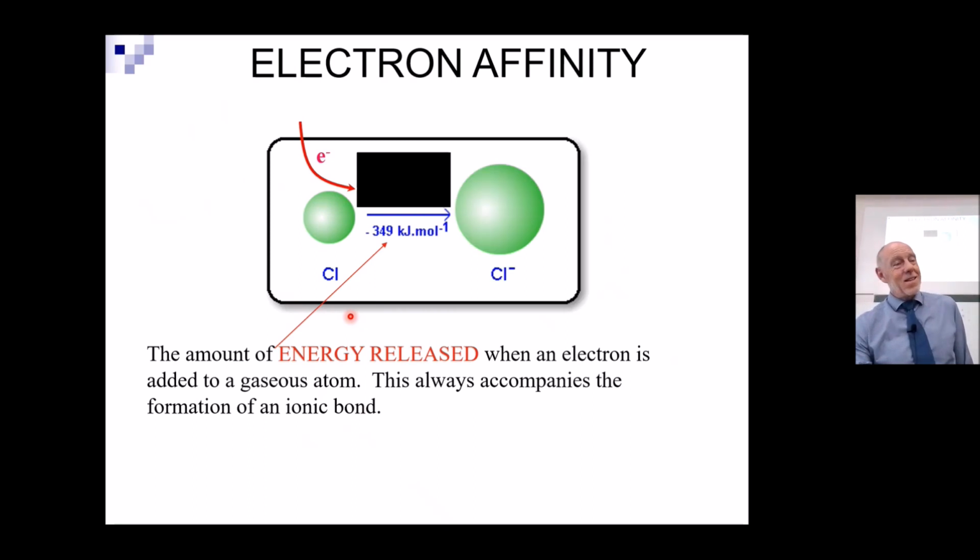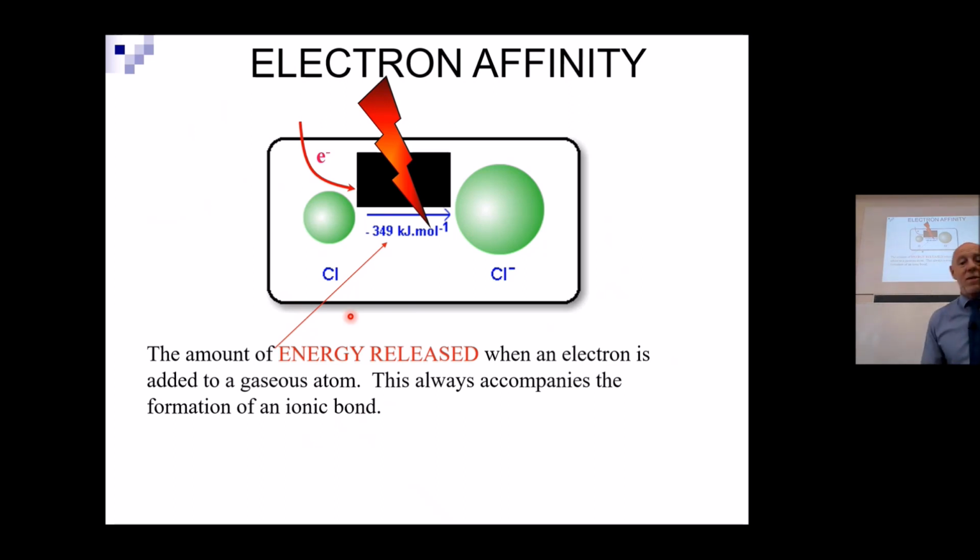Right. This is another bit of energy that you need to know about. This is the energy given off when an atom gains an electron. It's called electron affinity. Now, that's a bit of a strange name. You need to learn it. It's just the opposite: it's the amount of energy released when an electron is added to a gaseous atom. Both of these take place during ionic bonding.